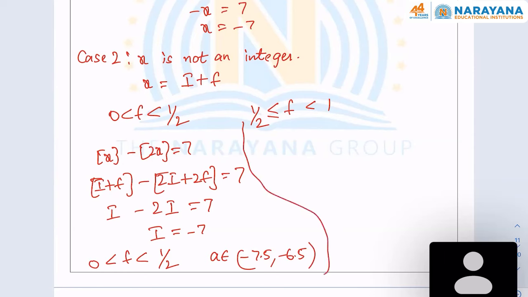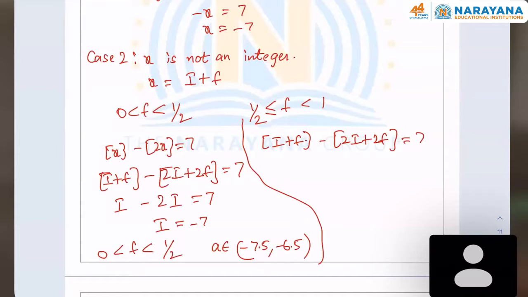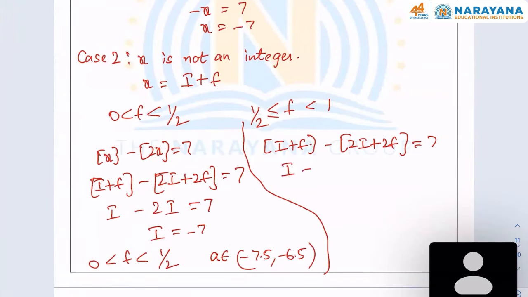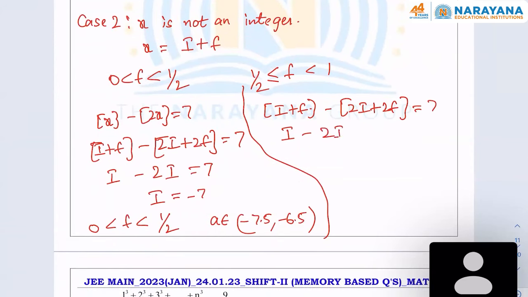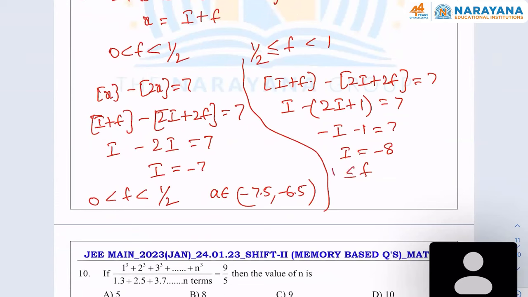Suppose f lies between half to 1, then we'll get step of I plus f minus step of 2I plus 2f equal to 7. Now 2f is greater than 1, less than 2. So here I plus f is I, and 2f exceeds 1 but is less than 2. So the value of this is 2i plus 1, so minus I minus 1 is equal to 7. So I is equal to minus 8, and here f lies between half to 1. So what is the range? Minus 8 means minus 7.5 to minus 7.